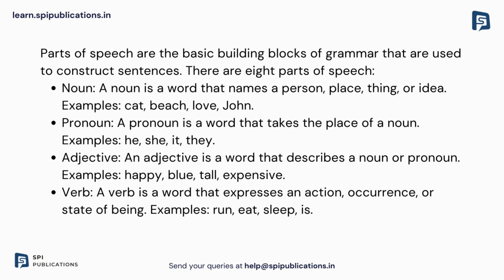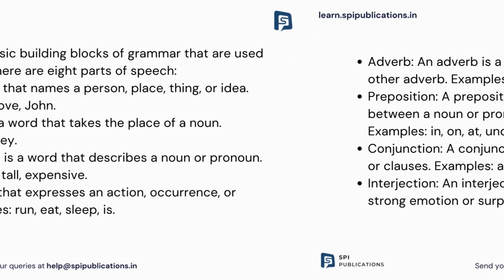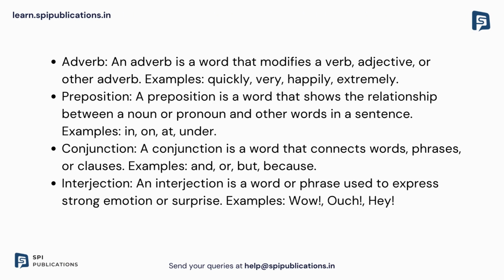Verb. A verb is a word that expresses an action, occurrence, or state of being. Examples: run, eat, sleep, is. Adverb. An adverb is a word that modifies a verb, adjective, or other adverb. Examples: quickly, very, happily, extremely. Preposition. A preposition is a word that shows the relationship between a noun or pronoun and other words in a sentence. Examples: in, on, at, under.